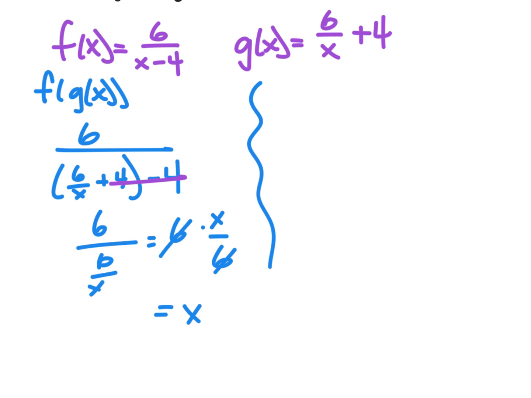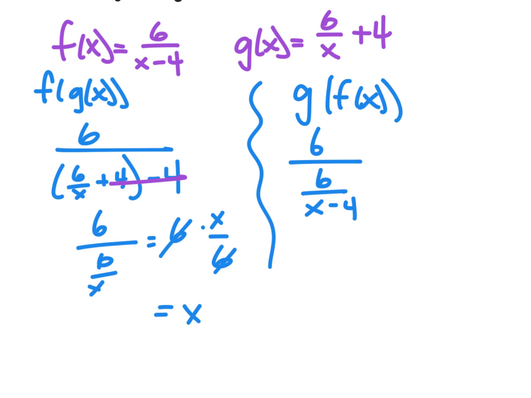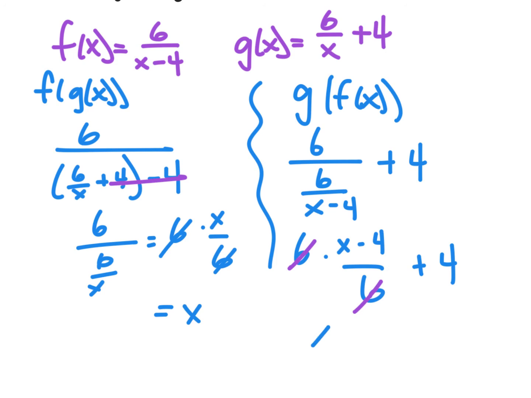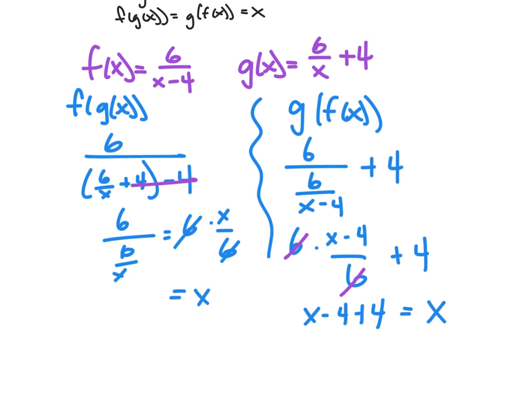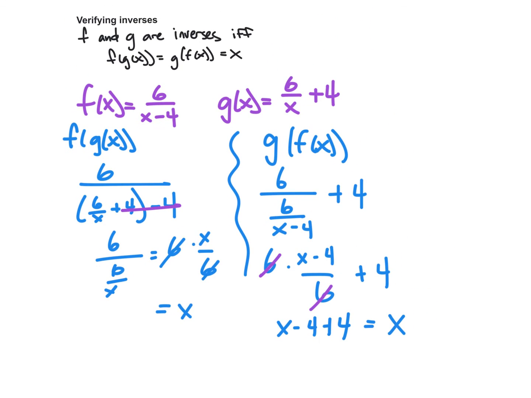Now we have to check g of f of x. So that would be 6 over, plug in this entire function, 6 over x minus 4 plus 4. Remember, dividing fractions, that'd be 6 times x minus 4 over 6 plus 4. These 6's are going to cancel each other. x minus 4 plus 4 is equal to x. So because f of g of x equals x and g of f of x equals x, f and g are inverses of each other.